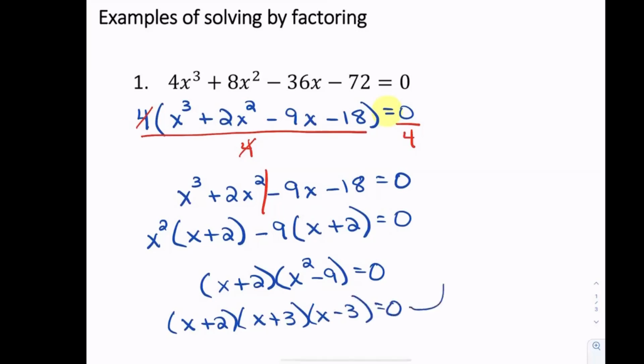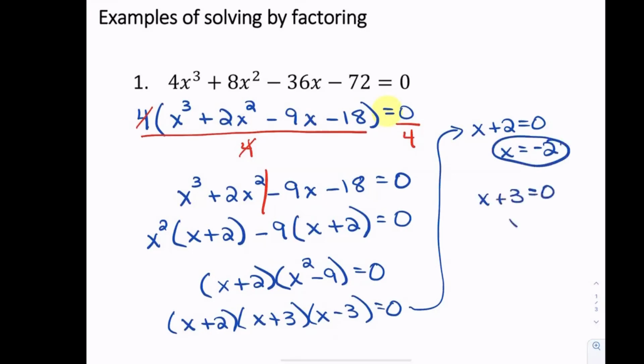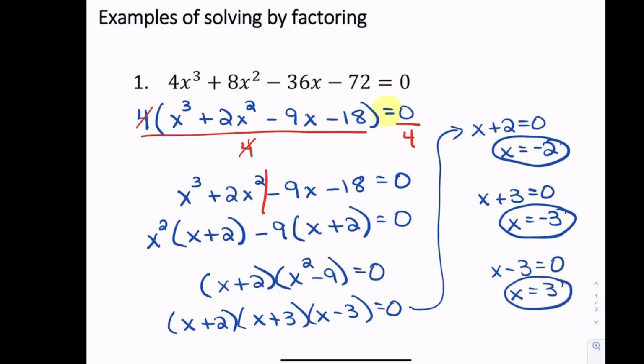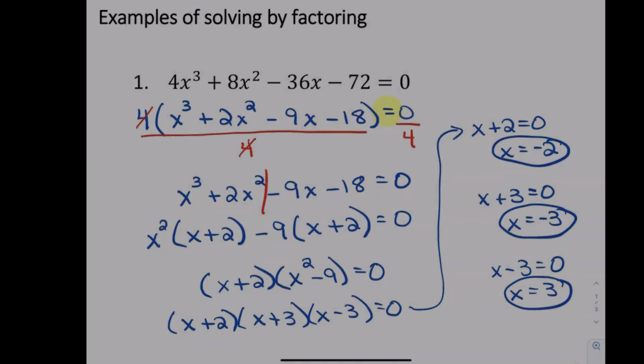When we set each of those factors equal to 0, x plus 2 equals 0 gives us x equals -2 as one of our solutions. x plus 3 equals 0 gives us x equals -3 as our second solution. And then x minus 3 equals 0 gives us x equals +3 as our third solution. Those are also the 3 x-intercepts on that graph.